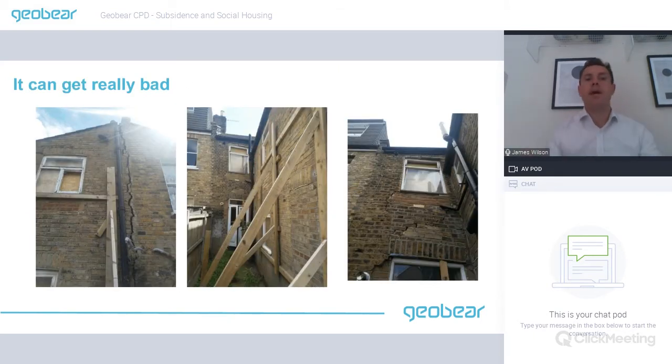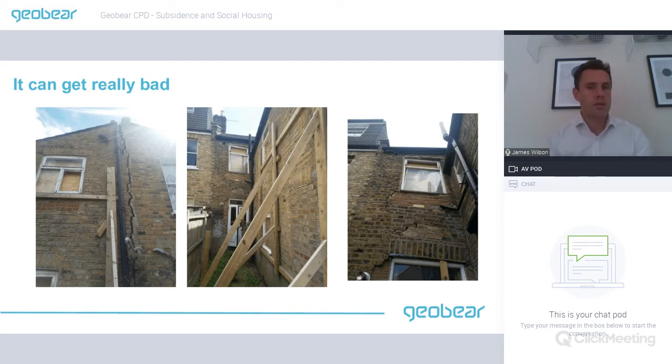But it can get really bad. If it's left for a long period of time, it can get really, really bad. Here's a house in North London. And this is really bad. This whole rear outrigger is now moving right away from the structure. And you can see they've had to actually hold it up with wooden props. It's moved so much. So if you leave it a long time, it can get really, really bad.